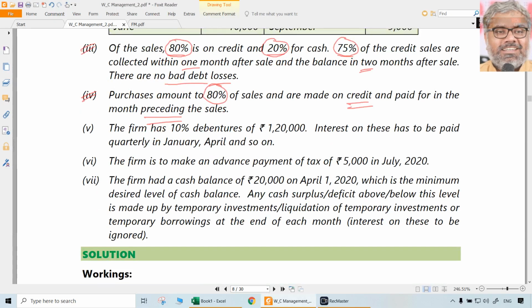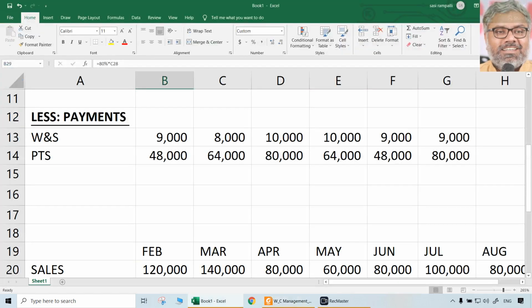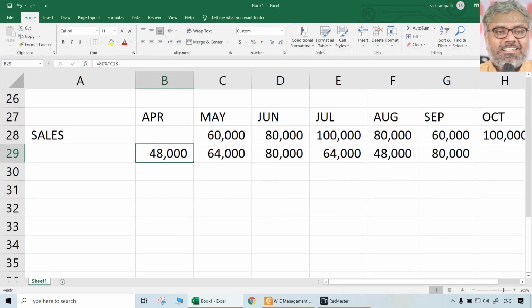Then the fifth point says the firm has 10% debentures of 1,20,000 rupees. The interest on these has to be paid quarterly, in January and April and so on. 10% debentures of 1,20,000 means, first of all, annual interest is 12,000. When annual interest is 12,000, how much will be quarterly? 12,000 divided by 4, that is 3,000. When has it to be paid? Quarterly, it said January, April and so on. So definitely in April, there has to be a payment.